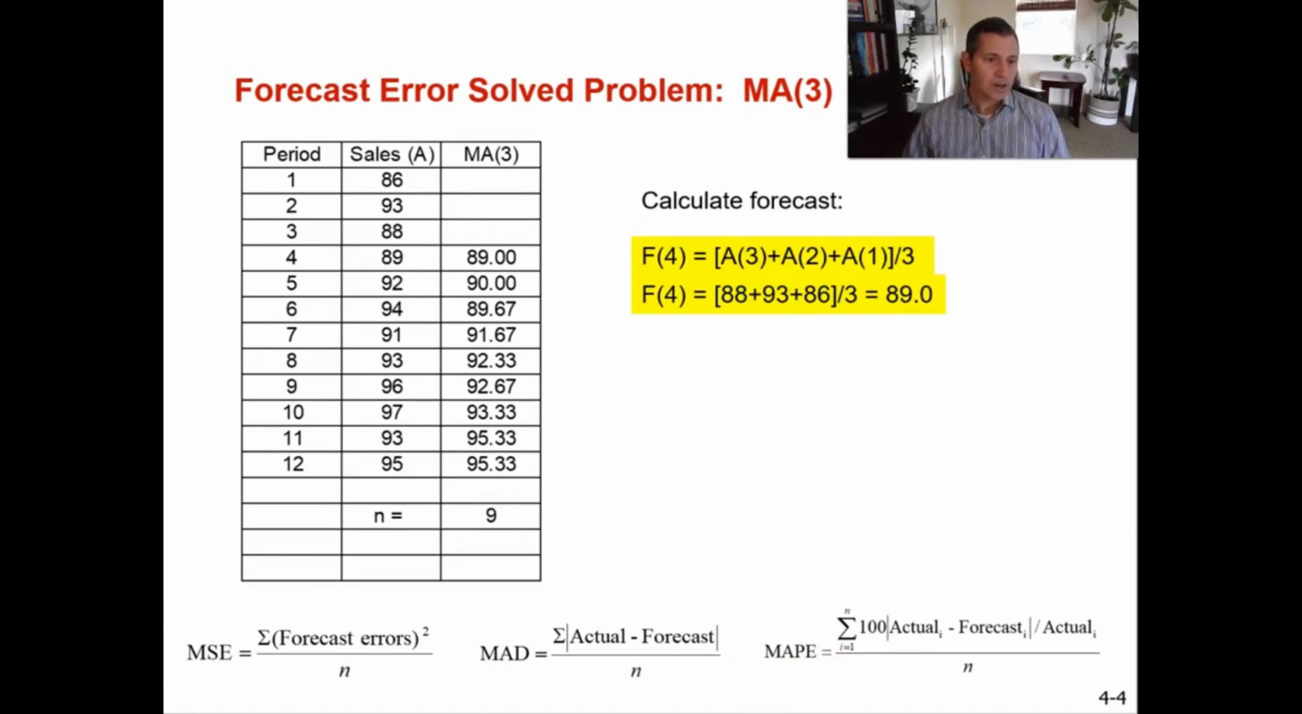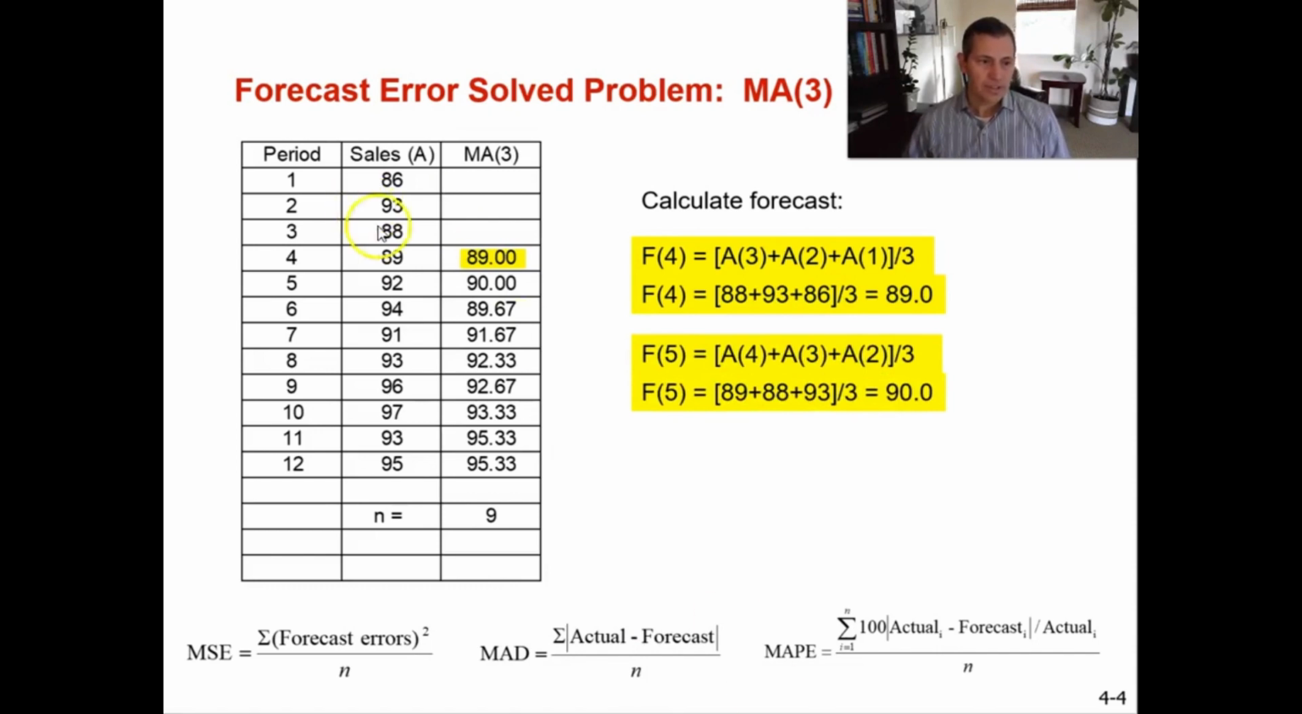So first we're going to calculate our moving average forecast. We've done this together in the last couple of videos. So again, we're just going to take 86 plus 93 plus 88, and that gives us 89 after we divide those 3 by 3, because that's the 3-month moving average. Next, let's do period 5. So period 5 is 89 plus 88 plus 93. Divide by 3, and that gives you a moving average in period 5 of 90.